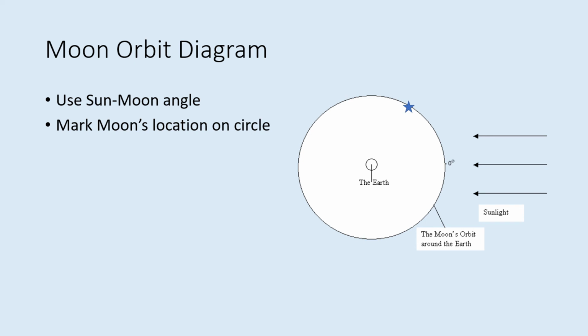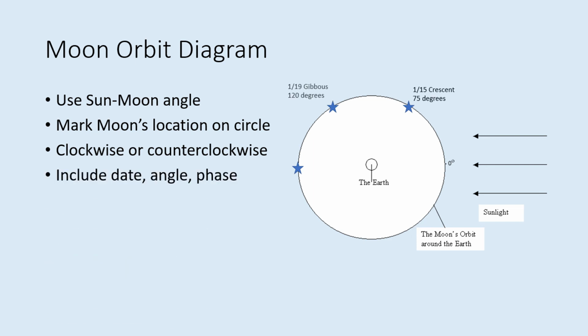The larger the angle you measured, the farther away from the 0 degrees mark you should make the point, up to a maximum of 180 degrees on the far side of the circle from the sun. Remember that you can measure the angle both clockwise and counterclockwise from the 0 point. In addition to marking the moon's location, include the date of your observation, the sun-moon angle, and the phase.